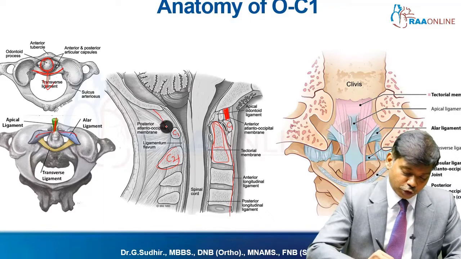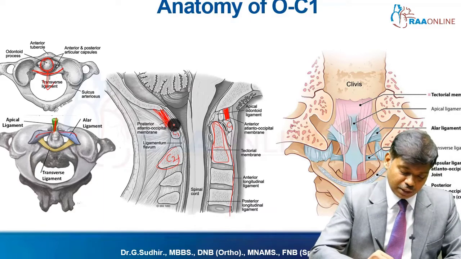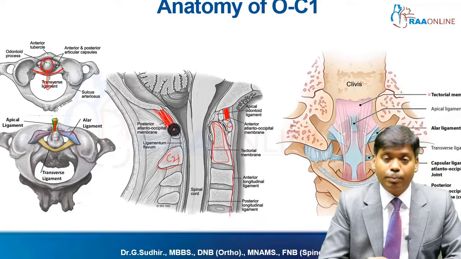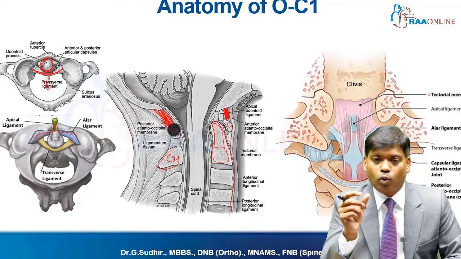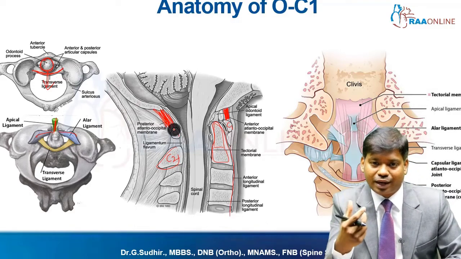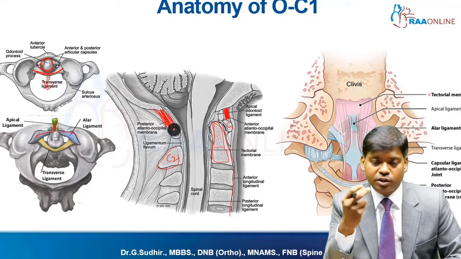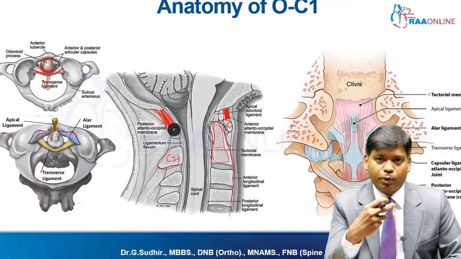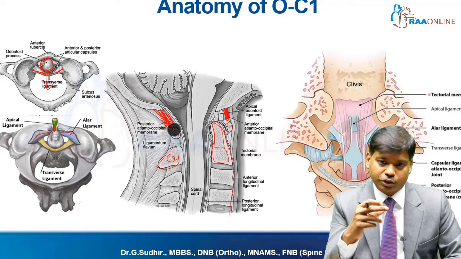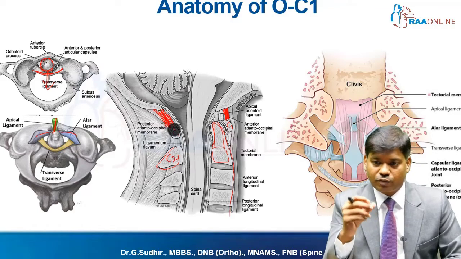And here is the posterior atlanto-occipital membrane. These two membranes are very, very important in holding the occipital condyle to the atlas. They are the main restraint, and they prevent instability at this junction. So these two membranes are very, very important.